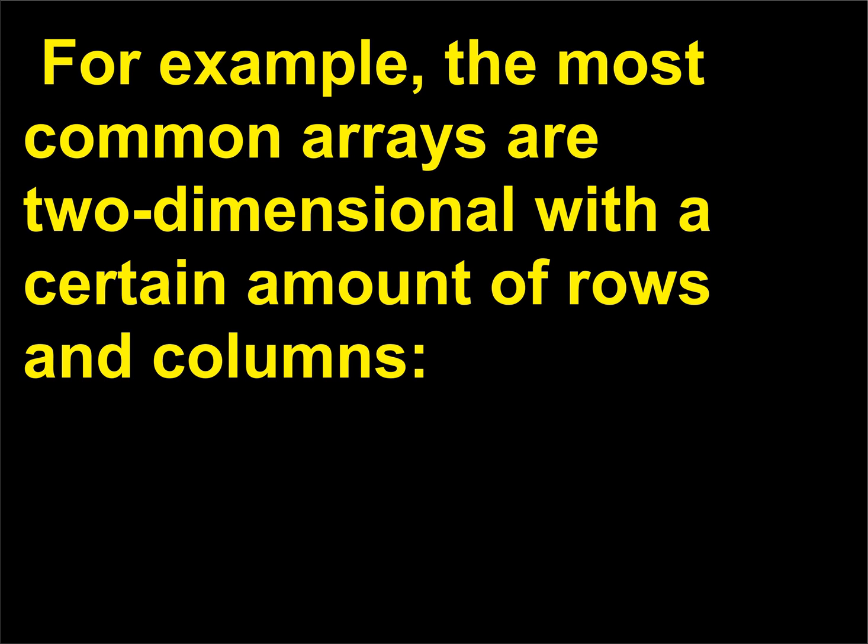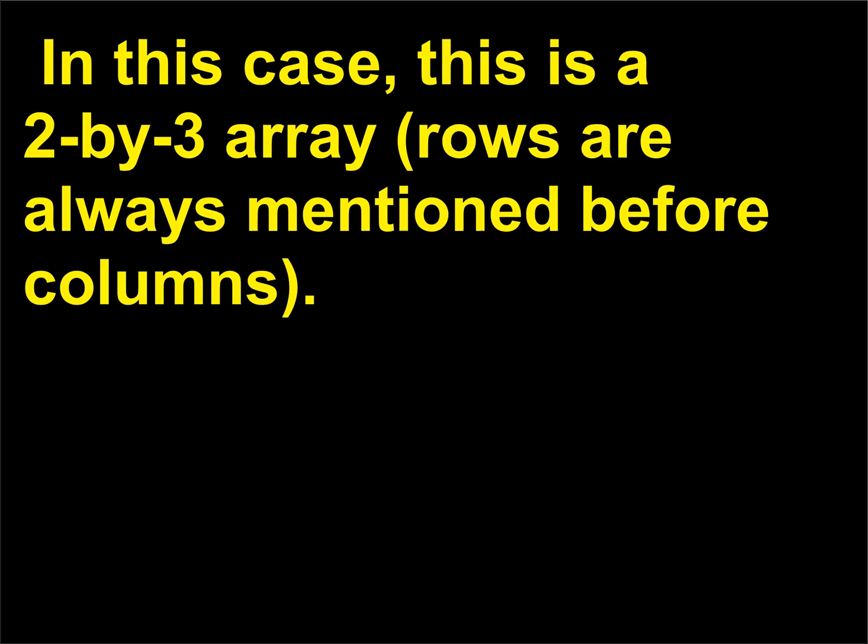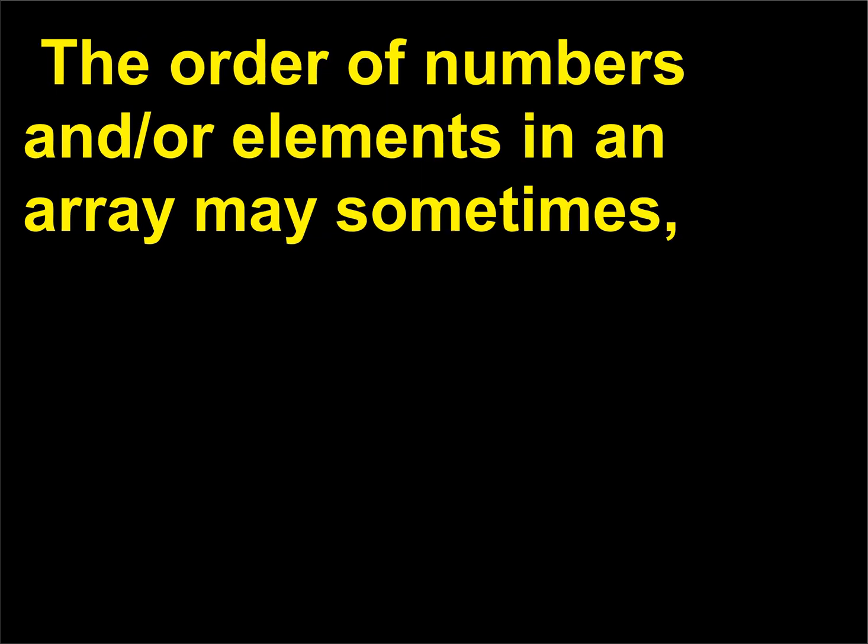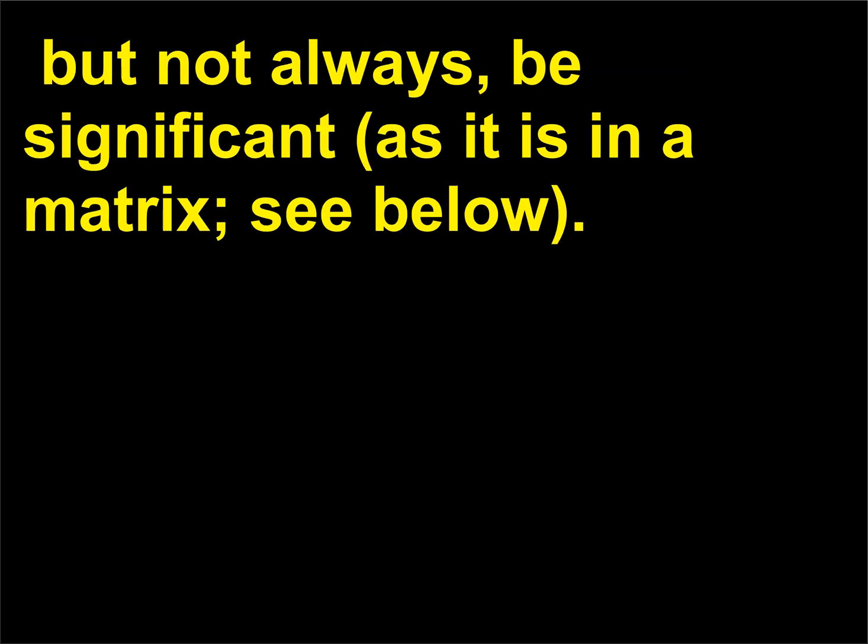For example, the most common arrays are two-dimensional with a certain amount of rows and columns. In this case, this is a 2 by 3 array. Rows are always mentioned before columns. The order of numbers, or elements, in an array may sometimes, but not always, be significant, as it is in a matrix, see below. What is a solution?